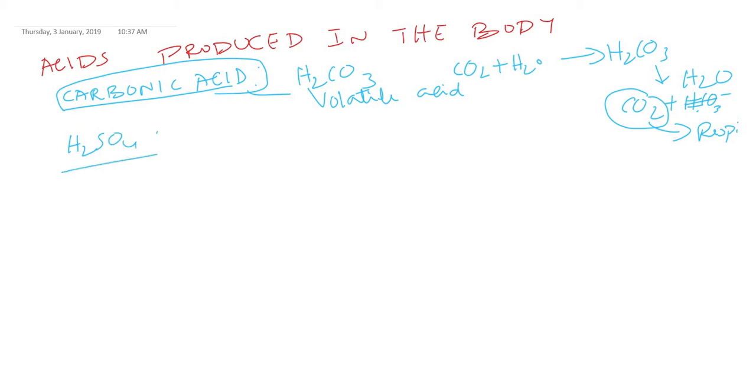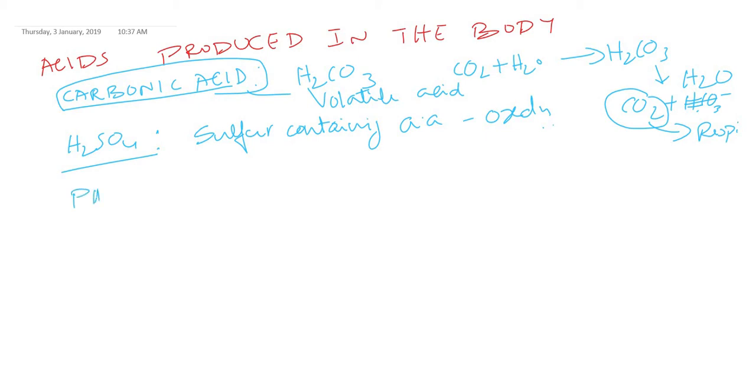Other acids which are produced in our body include sulfuric acid, H2SO4. These sulfuric acids are produced normally in our body as a result of metabolism of sulfur containing amino acids, like cysteine and methionine. So their oxidation will give sulfuric acid.